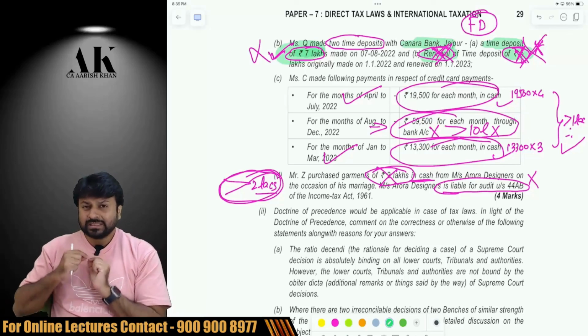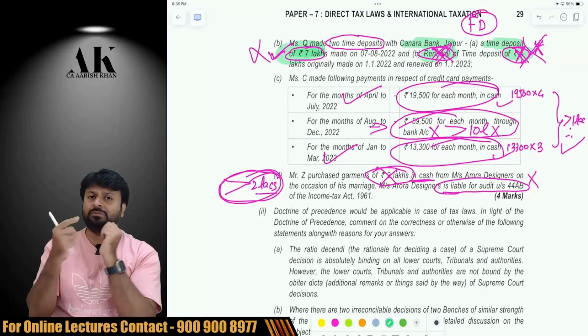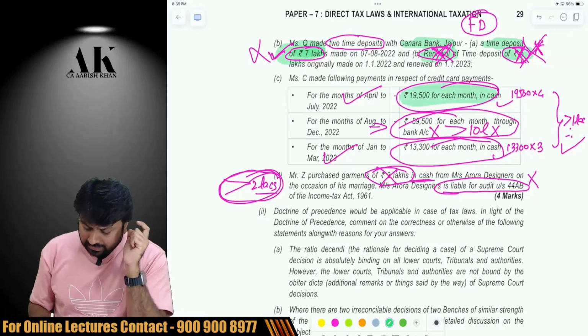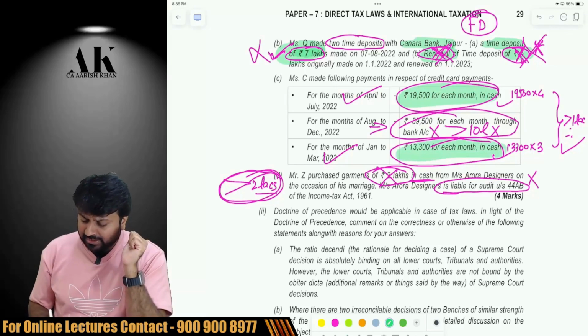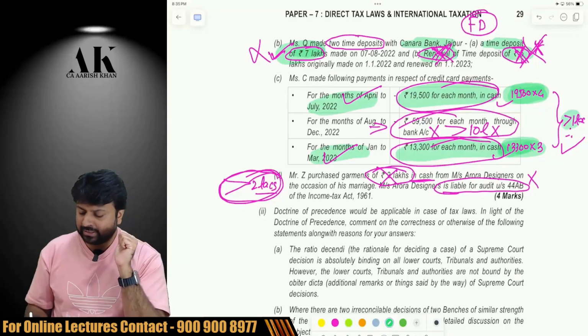Or if the cash payment in the entire year is more than 1 lakh. Now, in this case, if I do the aggregate cash payment, the first and the third transactions will be multiplied by 4 and by 3 respectively, because this is for 4 months and this is for 3 months. So the cash payment is exceeding 1 lakh rupees definitely.